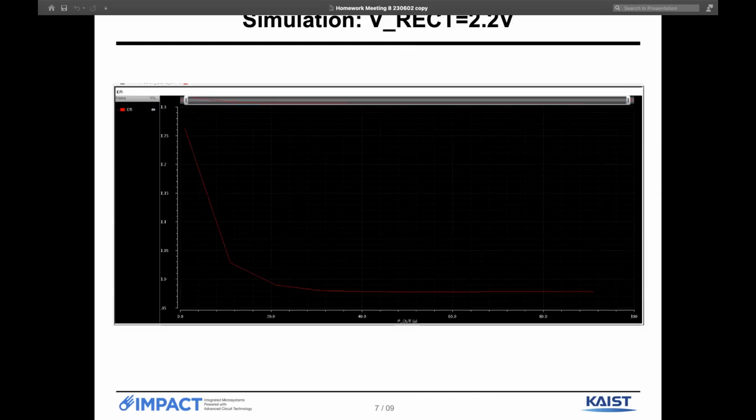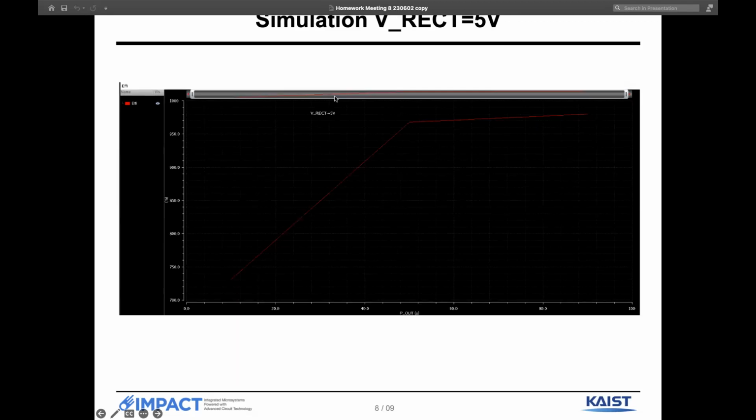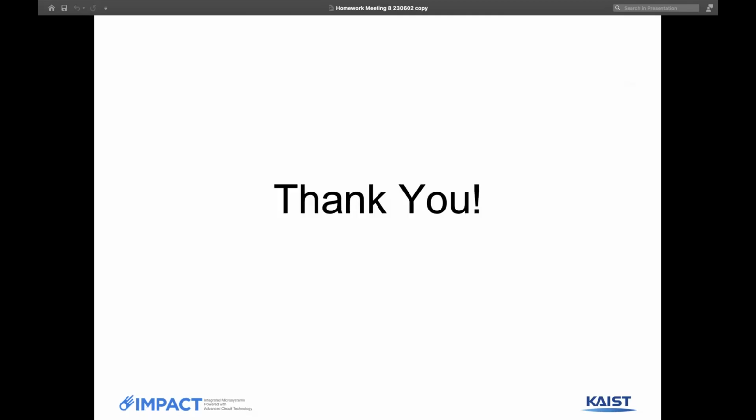And then the simulation. The simulation software had a lot of issues. I continuously tried to simulate since Wednesday, and finally I got these two graphs. One is for Vrect equal to 2.2 volts, and it looks like this. And for Vrect equal to 5 volts, the graph looks like this, and that's it.